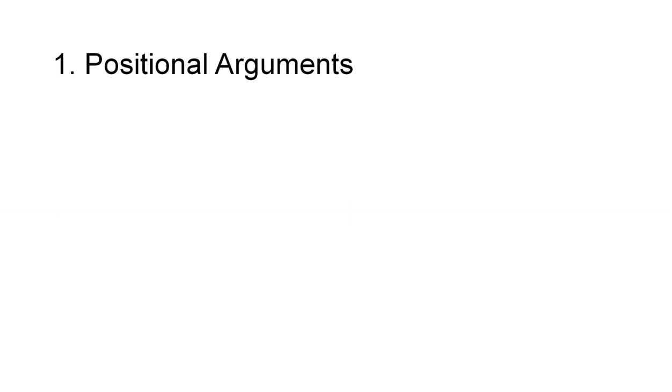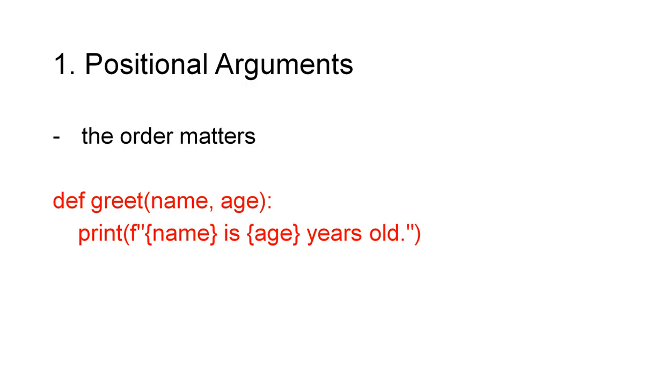First one is positional arguments, and these are the most common. Here the order matters, the order of the parameters or the order of the arguments. For example, consider this function greet of name and age, where I am printing the name and age inside the statement. You have to give the name and age in order while calling the function. So I have to give greet of Alex, which goes for name, and 25, which goes for age. So the order of the arguments is very important here.